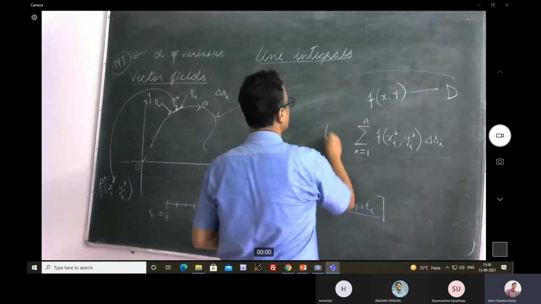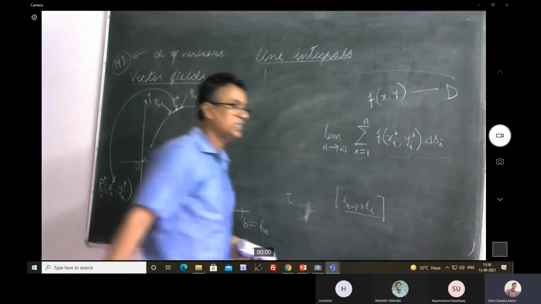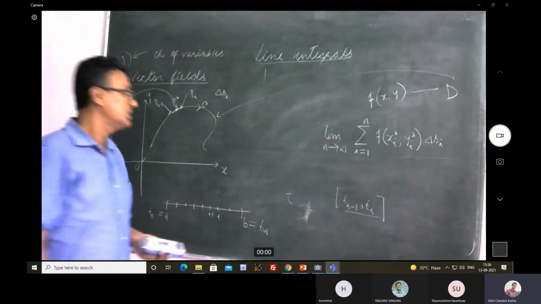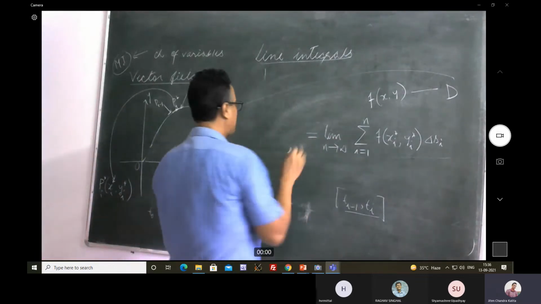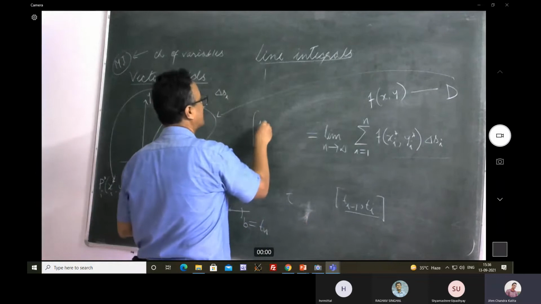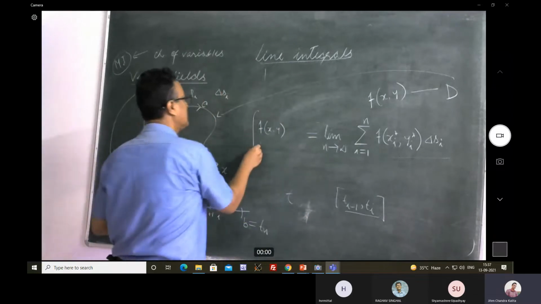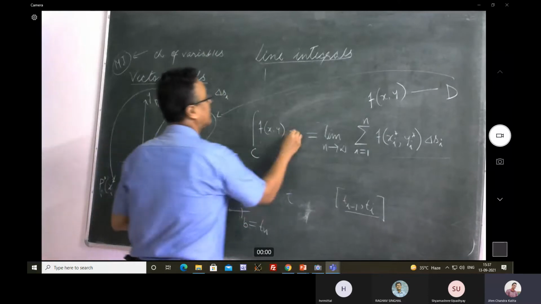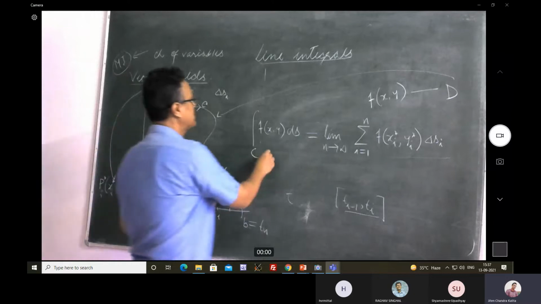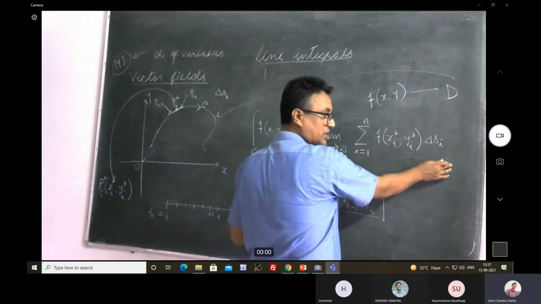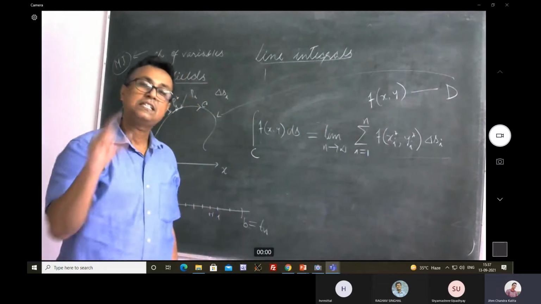So then, as the limit n tends to infinity, this is going to give me, I define the line integral of the function f of x, y along the curve C as this, and this is nothing but equal to this.